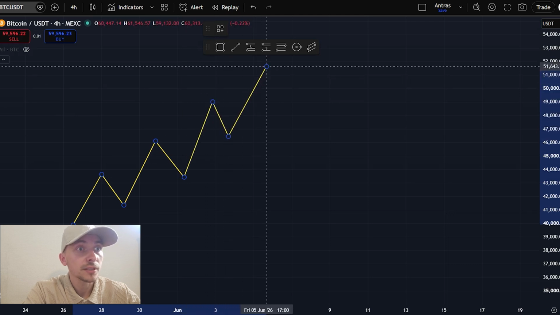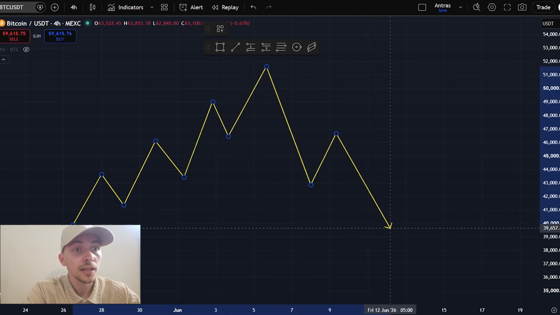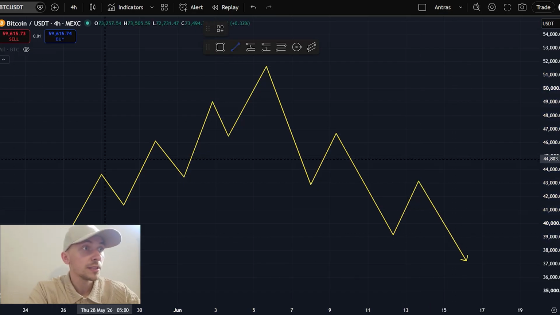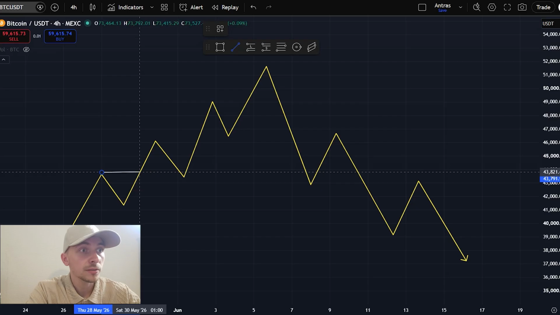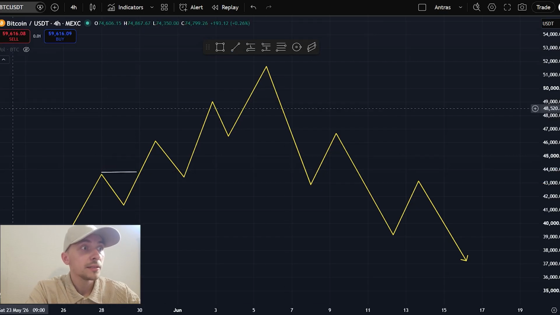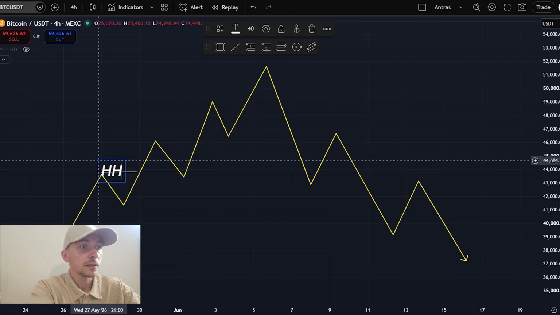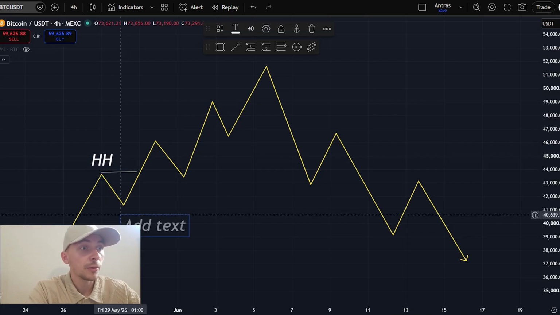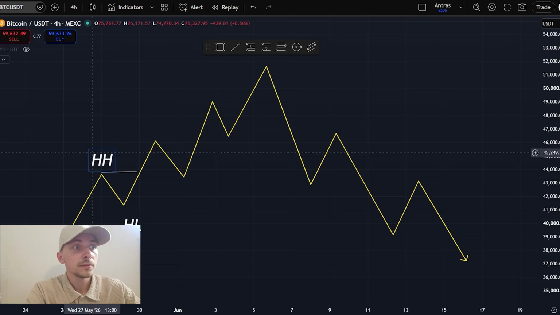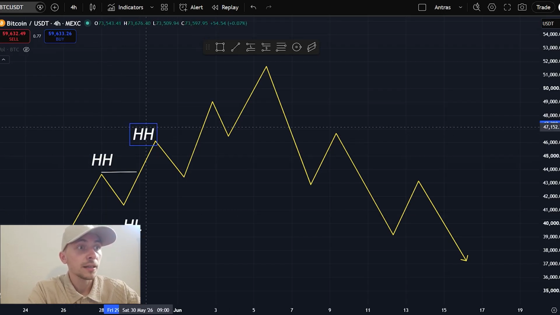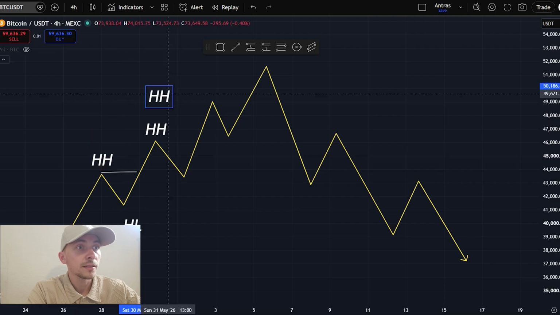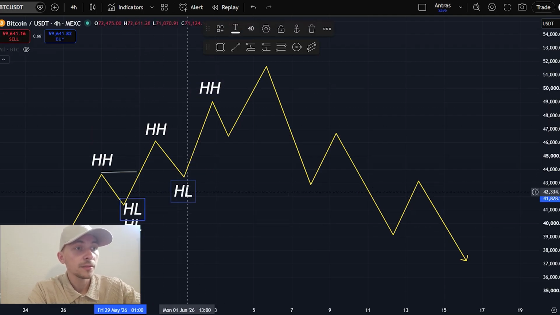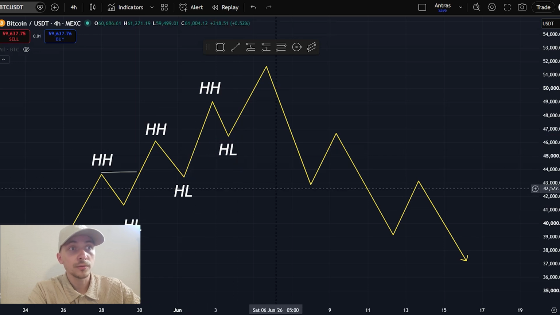We have something like that. We had an uptrend and now the chart started to go down. So in this scenario we have BOS. We all know that this is our high and this is our high low. Once again, high, high low, and we have high low.